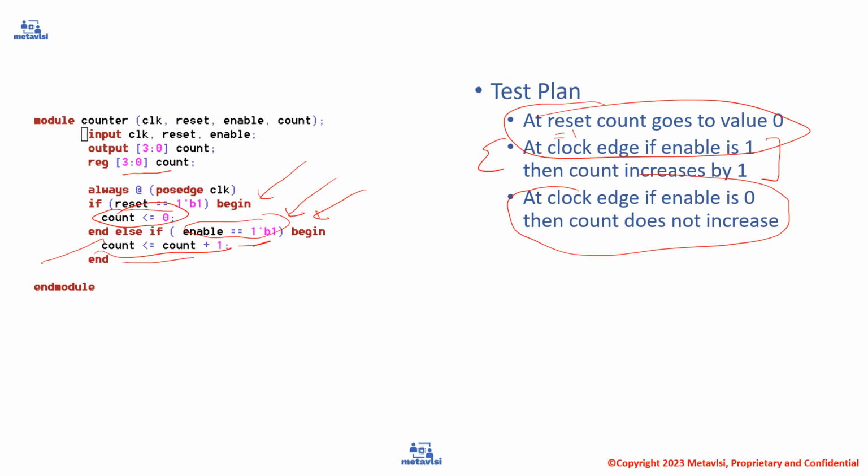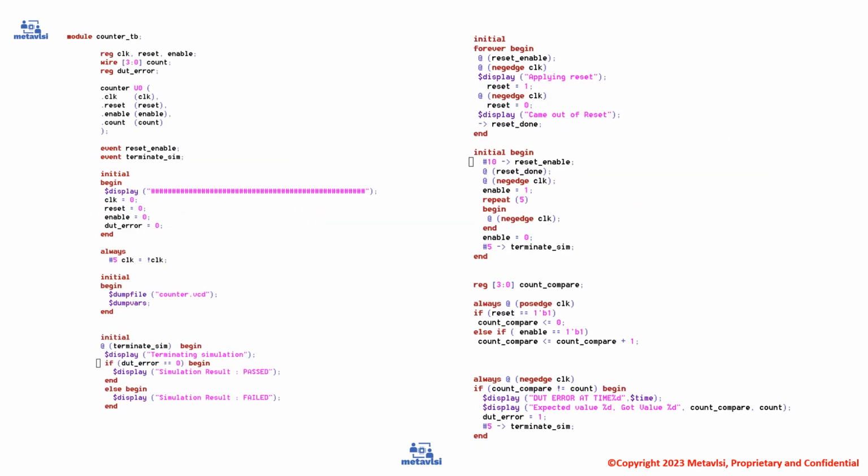At reset, which is value 1, active high reset, count should go to value 0. When enable is 1, count should increase by 1. And if enable is 0, count should not increase and should stay at the same value. So now let's understand how you write this test bench. First, of course, you will instantiate your counter.